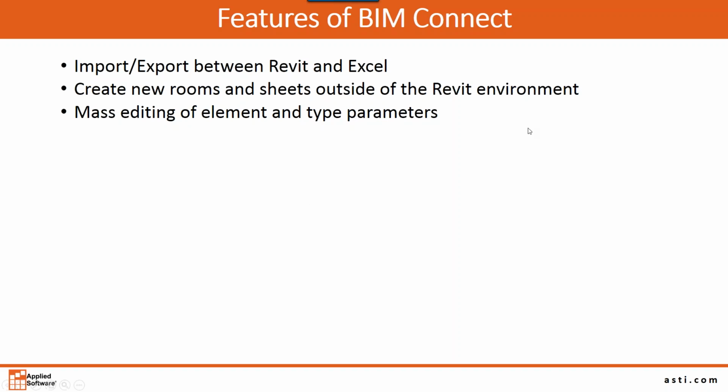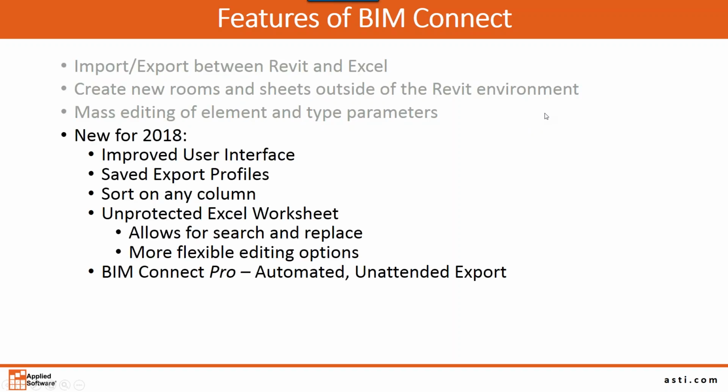We can edit, make mass changes, for example, like search and replace, that kind of thing. We also have some new features in the BIM Connect 2018 version. So new for 2018, we've made some improvements to the user interface to cut down on human error potential and the ability to save profiles of exports. In other words, when you choose the data that you want to export, you can save that. So at the next time, maybe you've got a particular export that you do on a weekly basis, you can simply load that profile up on a weekly basis and export it out without having to re-specify everything that you want to grab.